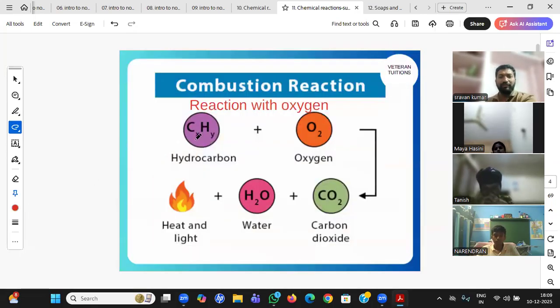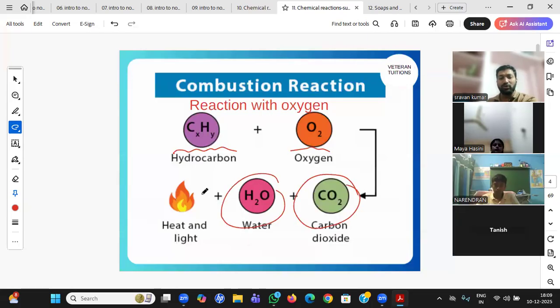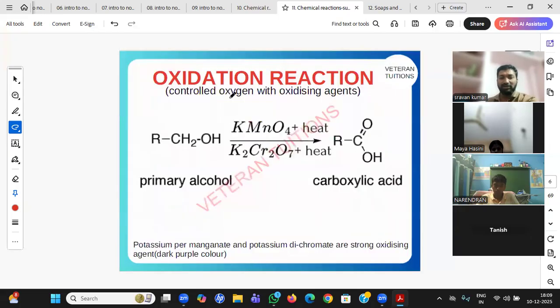So yesterday we just started the chemical reactions. As I said, they are very tough to remember, so keep seeing the things repeatedly. Yesterday, the first reaction, what did we see? Hydrocarbon with oxygen will always give CO2, H2O plus some heat and light. That's a combustion reaction. Then we went to the oxidation reaction.